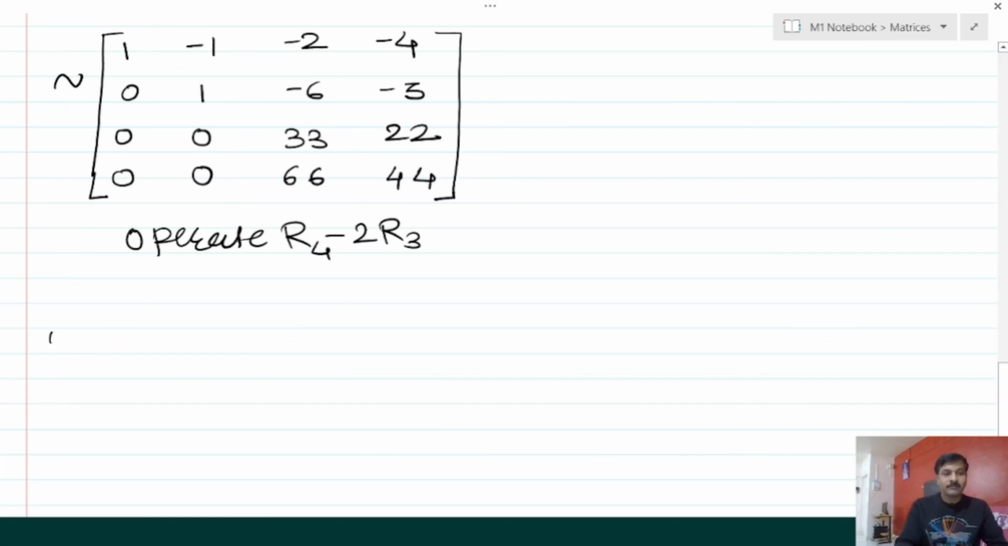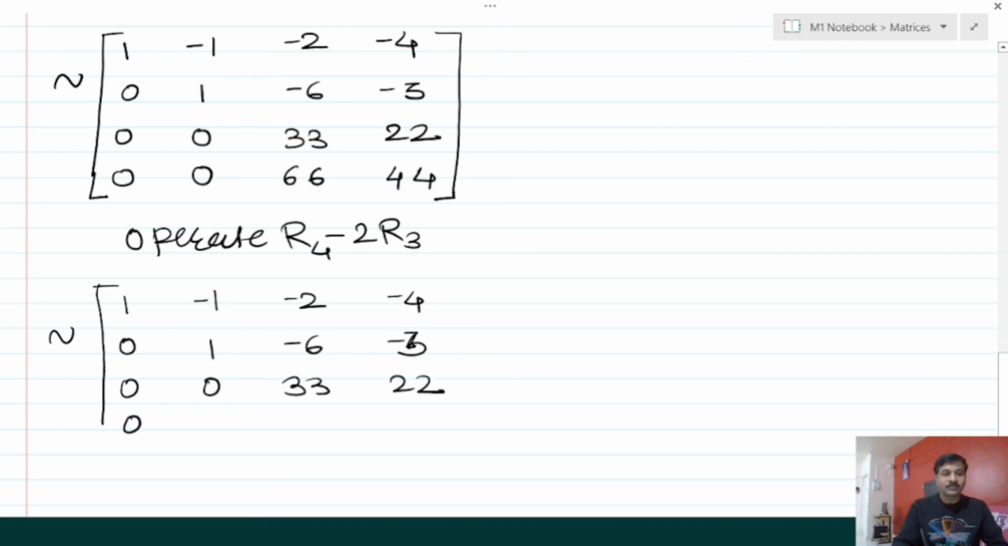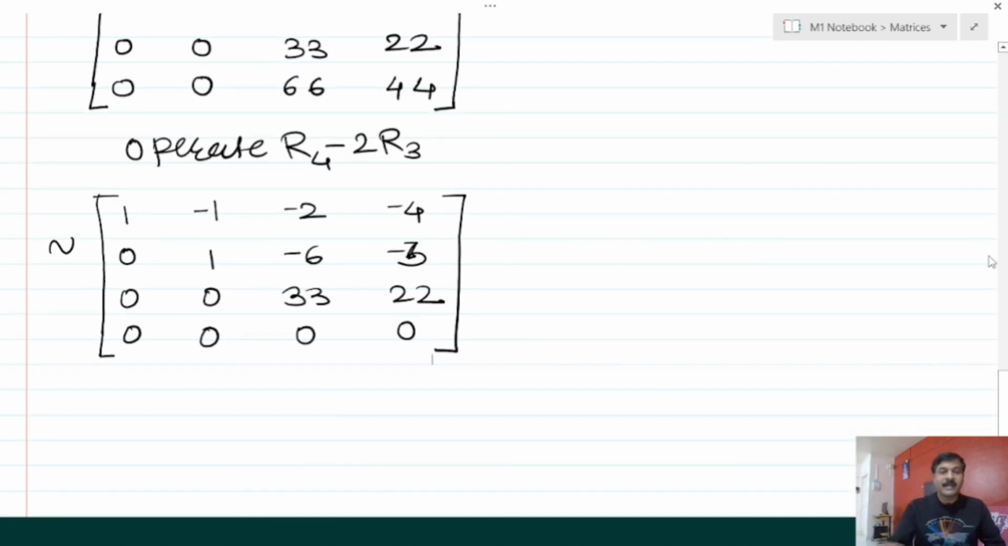So how? So I am getting now first row as it is 1 minus 1 minus 2 minus 4, second row as it is 0 1 minus 6 minus 3, then 0 0 33 22, and last row it changes now 0 0 66 minus 2 times 33 means 66. So 66 minus 66, I am getting 0, and here also 0. After that, diagonally I want 1, but you can see in this corner all 0, means this is last.